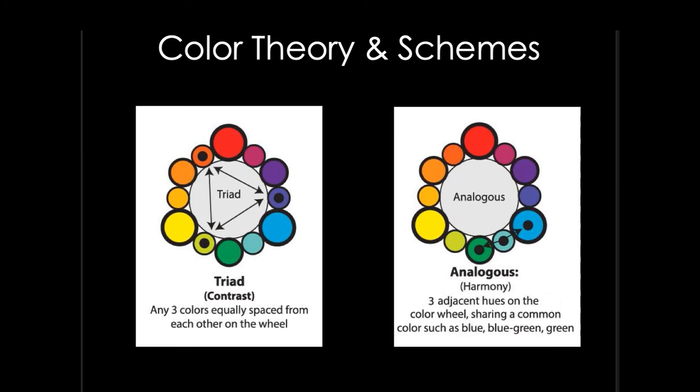So for this picture here, we have blue, blue-green, and green. They are carrying one common thread, or they share. We got blue, we got green, and then we got blue-green together. All right, so they are sharing together. They are harmonious.